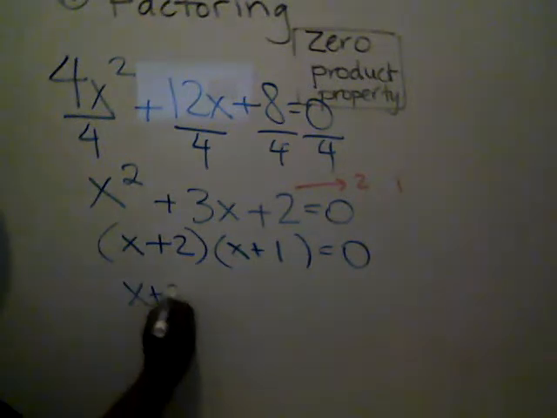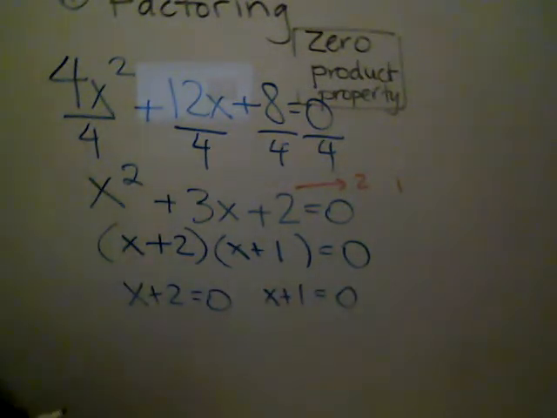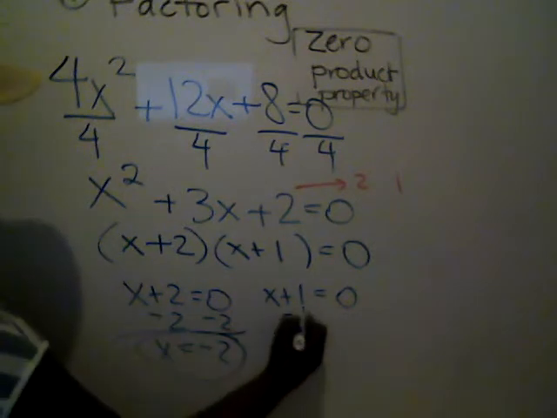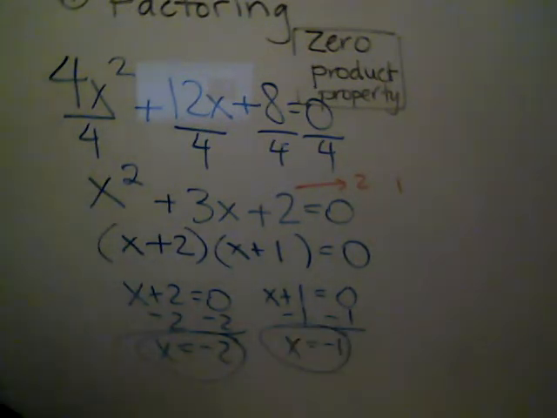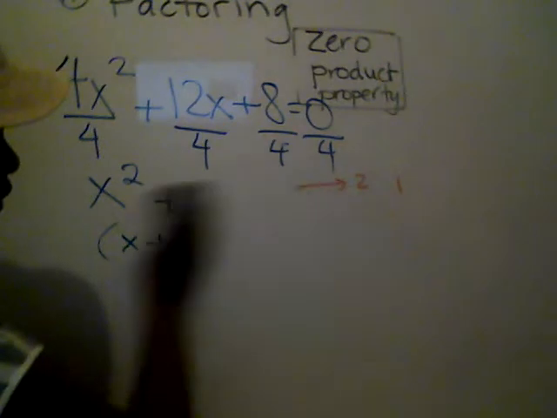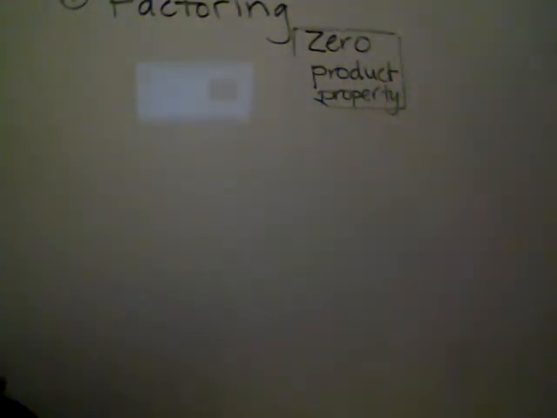We're going to then set each of these parentheses equal to 0, and then we're going to just subtract. So subtract 2 from both sides, so x equals negative 2 is one answer. And subtract 1 from both sides, so x equals negative 1 is the other answer. So again, this is the factoring method. If the directions on the quiz or test call for factoring, then this is how we would do it. So let's try one more factoring.